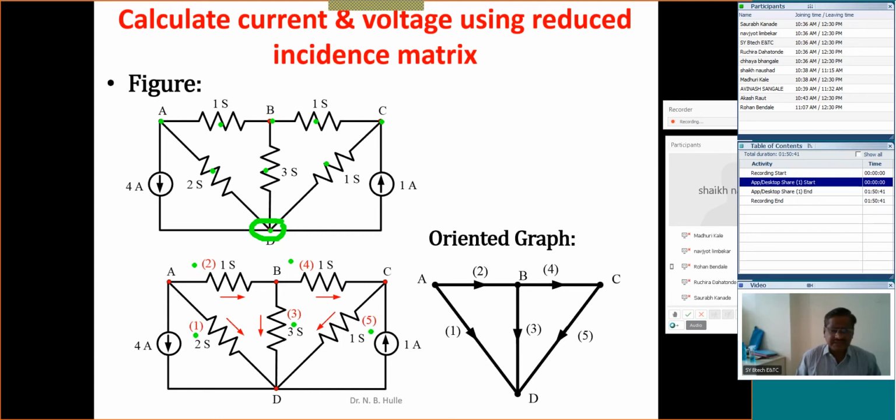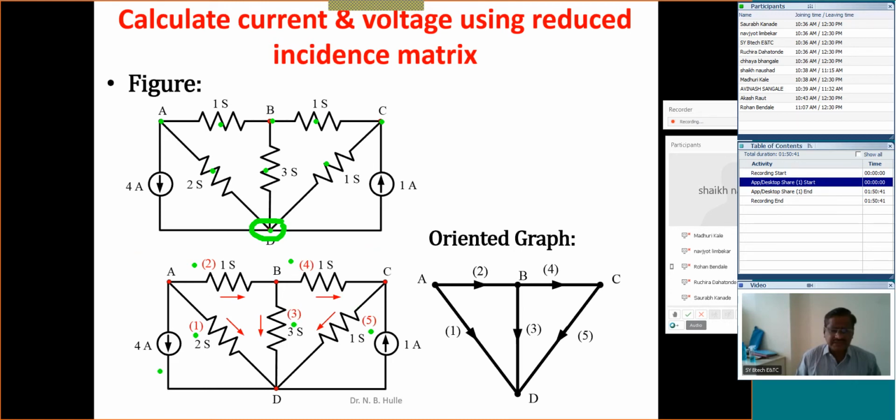Be careful, your concentration is expected. In this case, I have shown the currents as they are. I have taken the directions downward, forward, downward, forward, downward, randomly. There is no logic behind choosing the direction. You can choose these directions randomly.